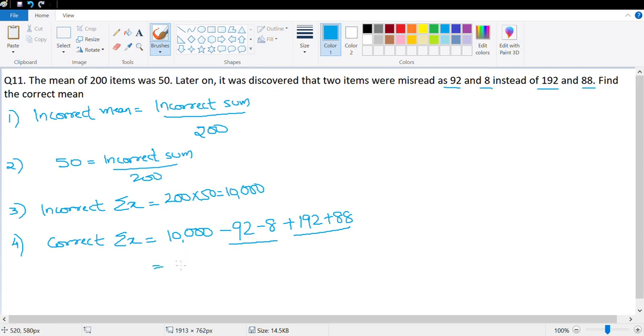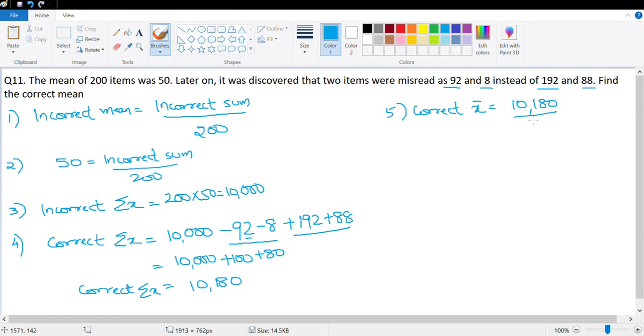Yes, that's correct. So this is 10,000, 92 and 192, which means we are adding 100, and negative 8 plus 88, which means we are adding 80. So this correct sum is 10,180. That's the correct sum. Next, we need to calculate the correct mean, which means correct mean is equal to correct sum, which is 10,180 divided by the total number, which is 200, which means this is 50.9. So that's the final answer.